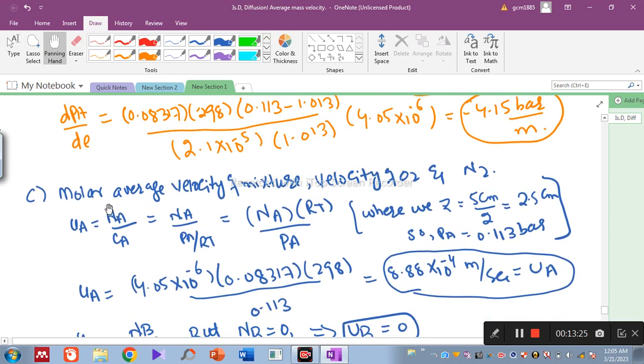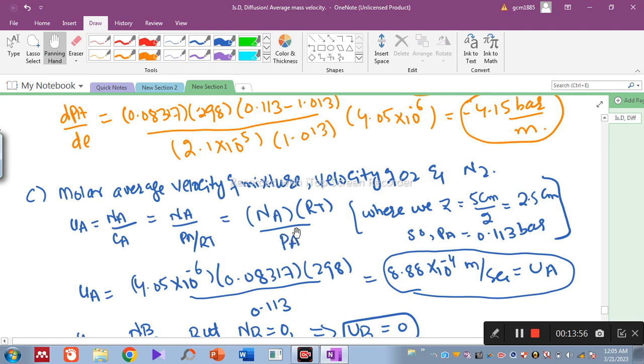Now the third part is the molar average velocity of the mixture of oxygen and nitrogen. The velocity of oxygen is the molar flux of oxygen divided by the concentration of oxygen. In place of Ca, we will put PA divided by RT. The NA value is obtained in part number 1, where Z is 5 centimeter, and here it is 2.5. So we will find the velocity of oxygen in the middle of the diffusion path.